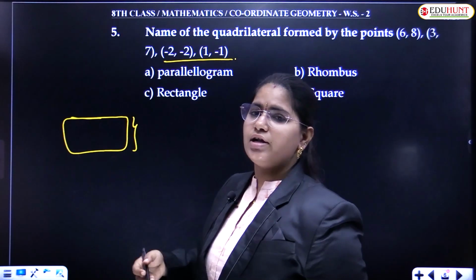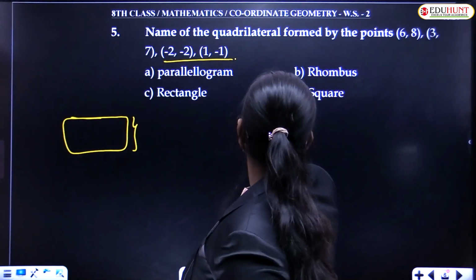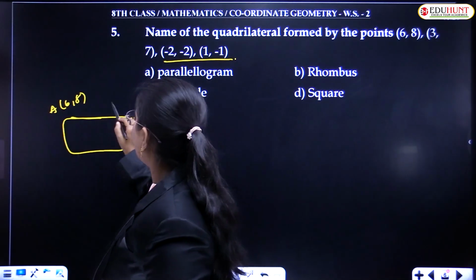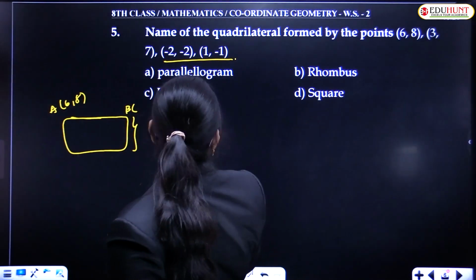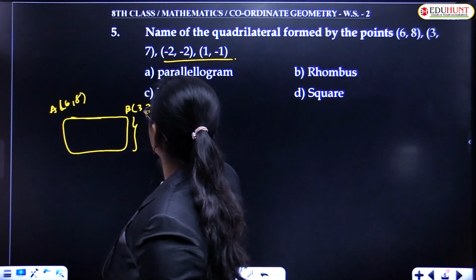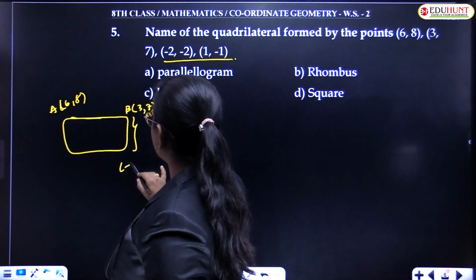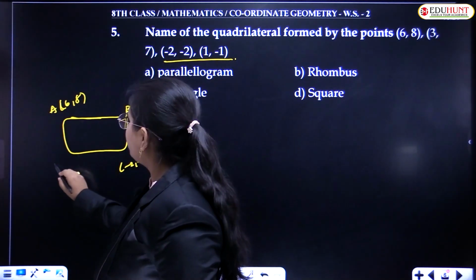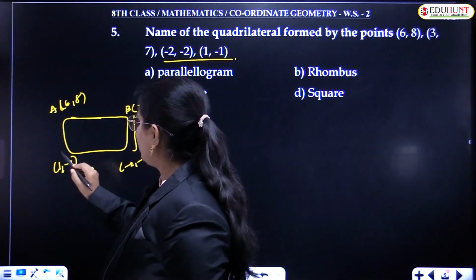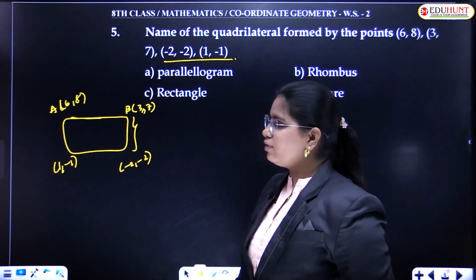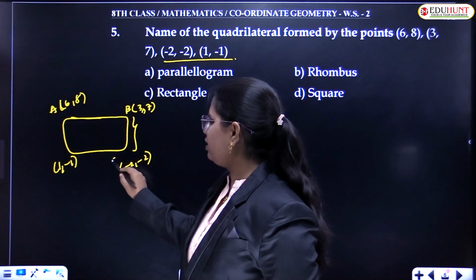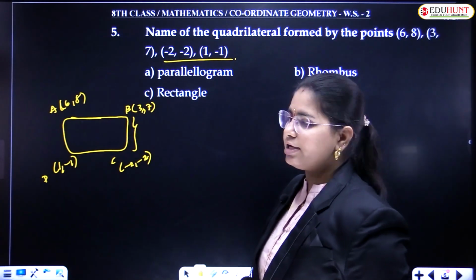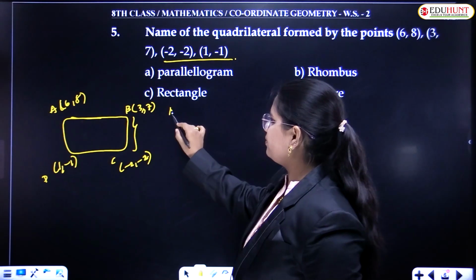So how can I find the length of each side? What are the points they have given? Let me take A as (6, 8), B as (3, 7), C as (-2, -2) and D as (1, -1). So we have 4 vertices A, B, C and D. First let me calculate the length of AB.